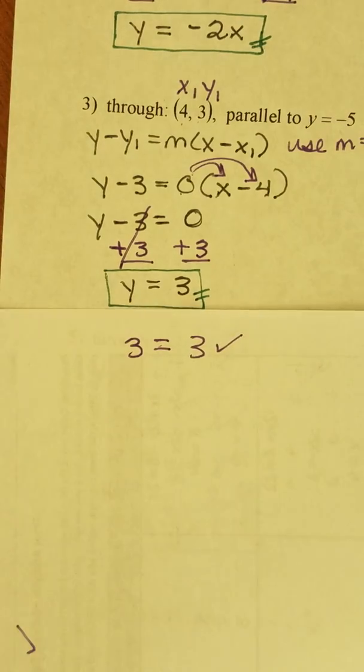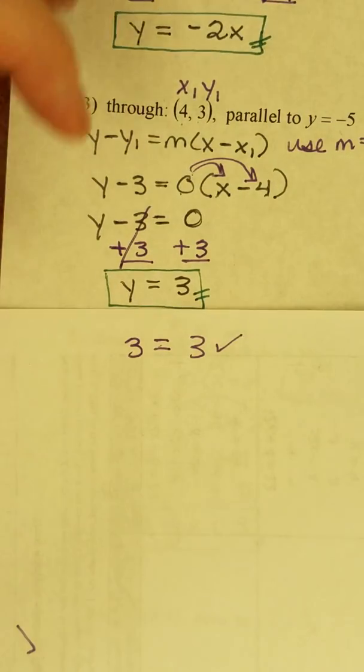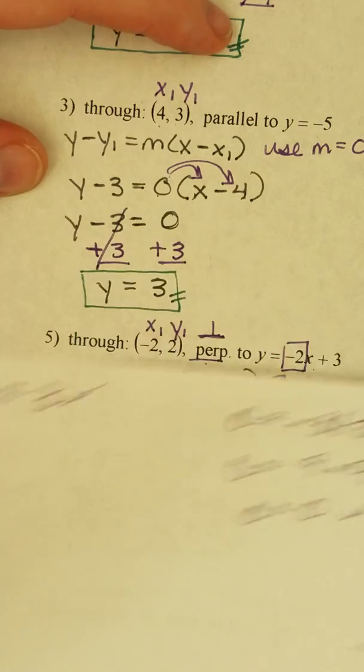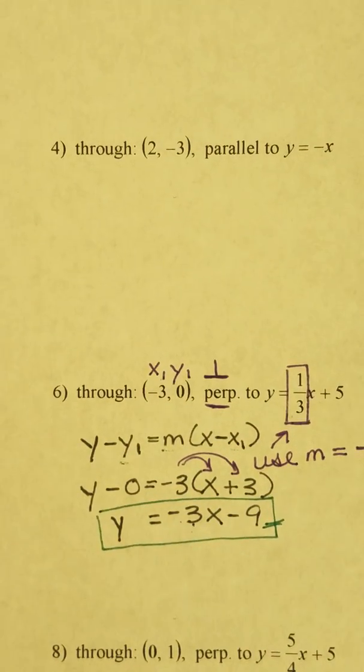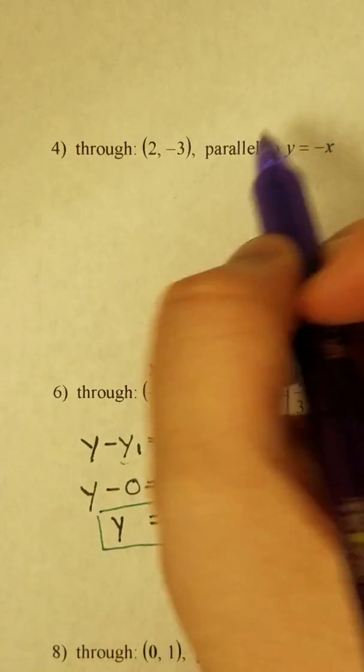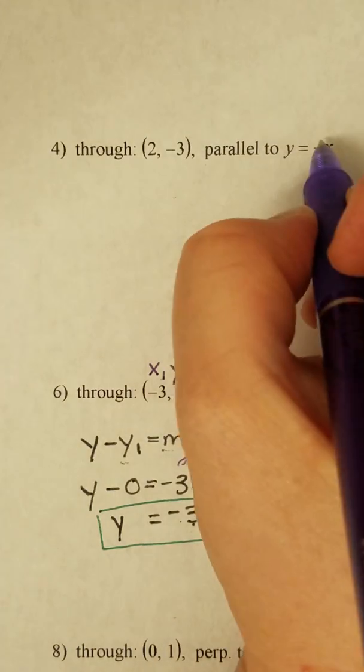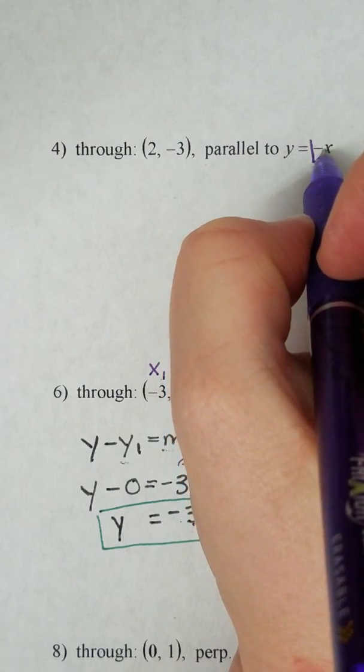And the last one we're going to do for the parallel lines, because I think that'll be sufficient for this video, is we're going to go ahead and look at number 4, because that one's also a little weird, because the slope is actually negative 1. So if I look at this, I still want a line that's parallel, which means I'm going to keep the same slope. And my slope is right here.